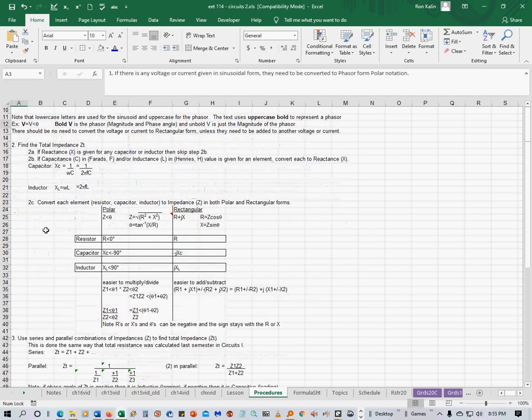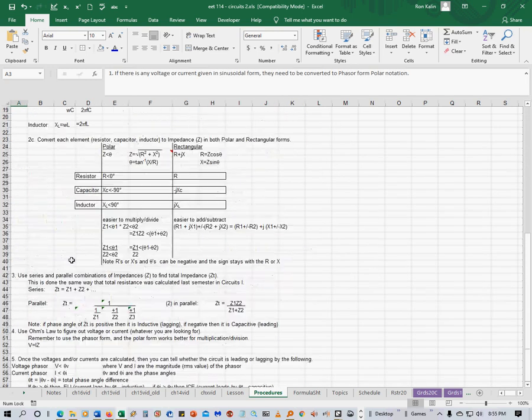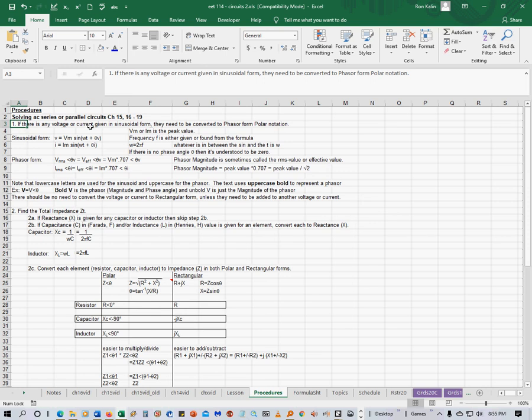So I developed a procedure for solving series or parallel circuits, and it just goes through. There's about 6 steps. If any voltage or current is given in sinusoidal form, it needs to be converted to polar notation. So you would take these two equations and run it through these equations to convert to phasor form, and then you find the total impedance of the circuit.